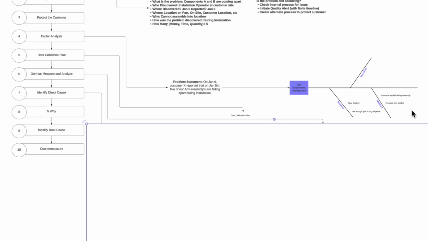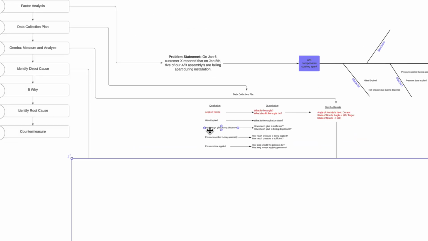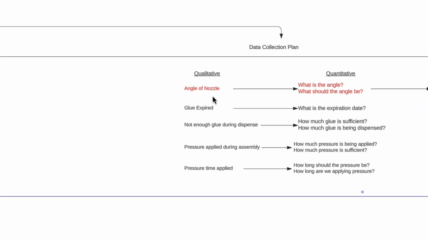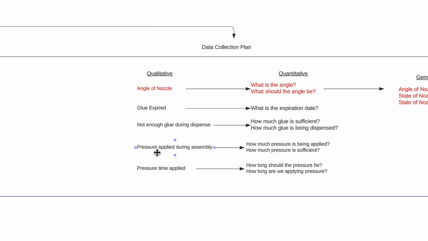And then we go through a process of prioritizing which ones we think it is based on the experts and experience in the room. And from there, we can build our data collection plan. So now we get down to the data collection plan. You can see we looked at a few different things here. One being angle of the nozzle, glue expired, not enough glue during dispense. Pressure applied, like is the pressure being applied during assembly enough, and how much pressure is applied, or the time that the pressure was applied.